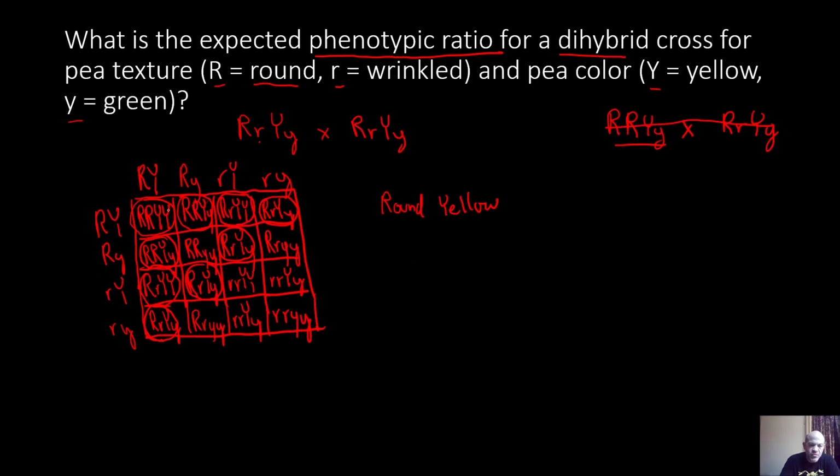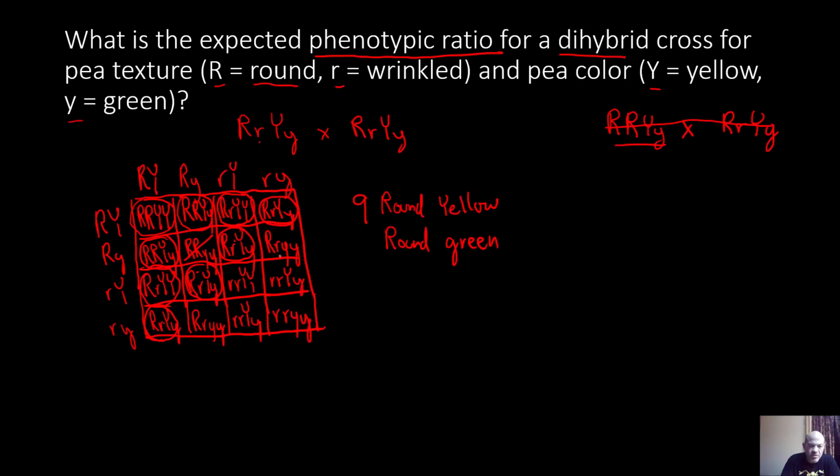So how many is that altogether? 1, 2, 3, 4, 5, 6, 7, 8, 9. So a total of 9 round and yellow. So now we're going to look for the very next one and figure out what this possible genotype is. And that's the second box on the second row, and that looks like it's going to be round and green. And so that's one, round and green.